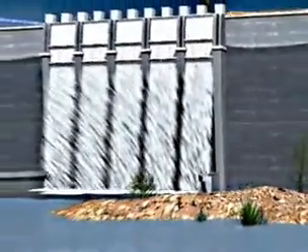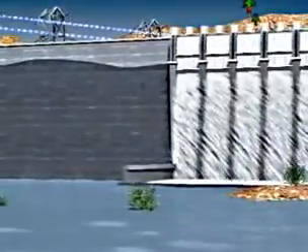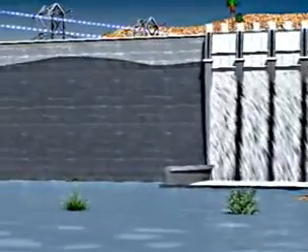Water used for agriculture can be taken from rivers, reservoirs, or wells. Electric power is generated by water stored in dams. Hydropower generation is a very economical and clean source for generating electricity.